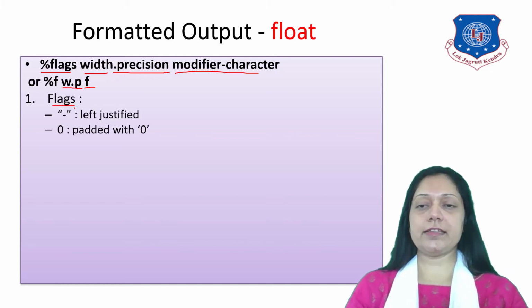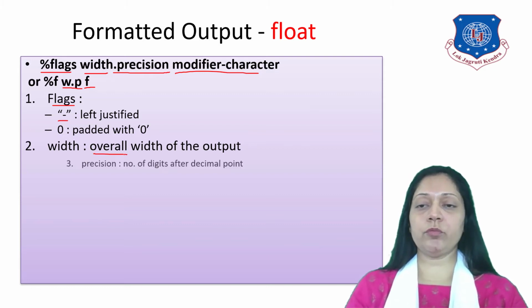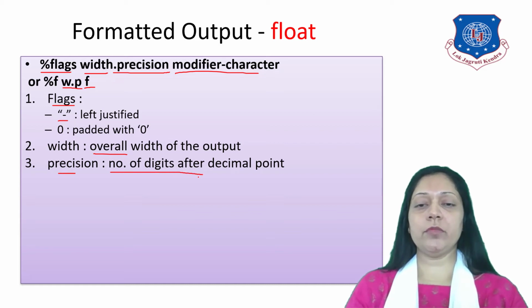Again, the flag is the same as before. That is, the flag can have the value of minus or 0. Minus is for left justified, 0 is for padding with zeros. Width is the overall width of the output. Precision, as I said, will decide how many digits you want to have after the decimal point.